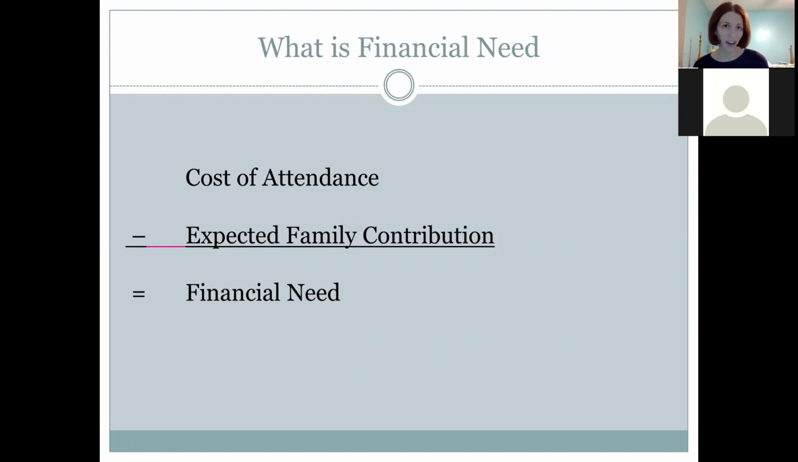This is very hard to compare from student to student because everyone is different based upon their cost of attendance and based upon their financial contribution. So it is hard to compare, oh, well, my cousin got this award, but I only got this. Well, it's because your financial situations could be different based upon those calculations.